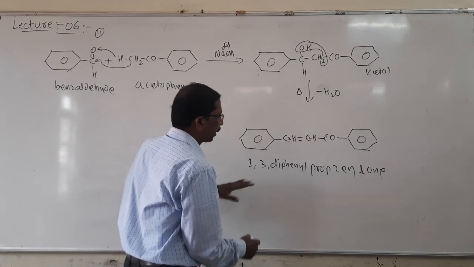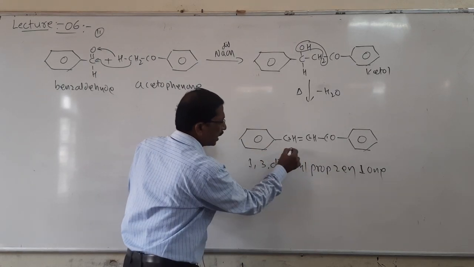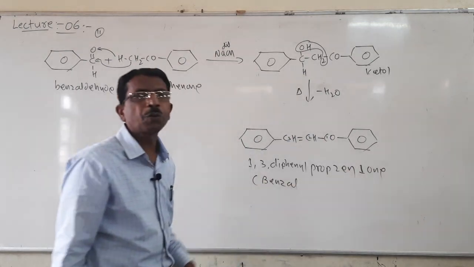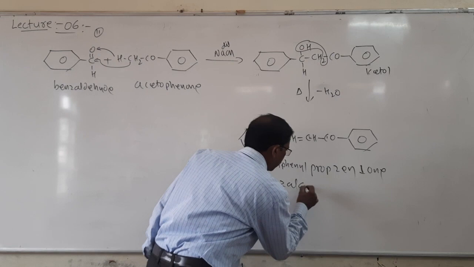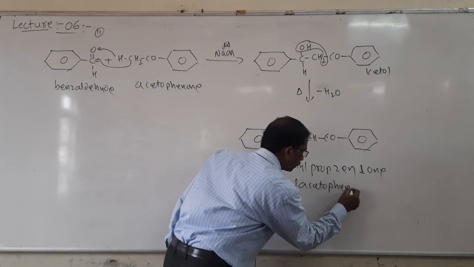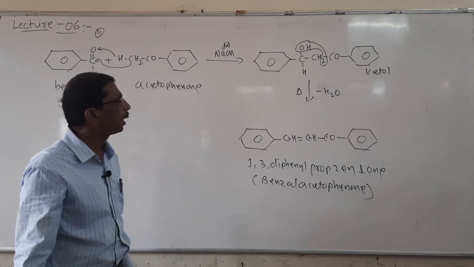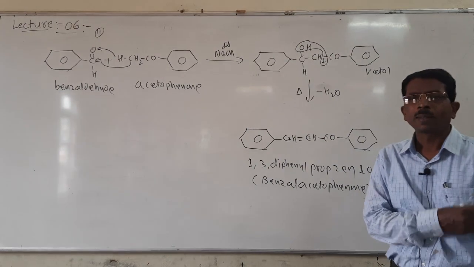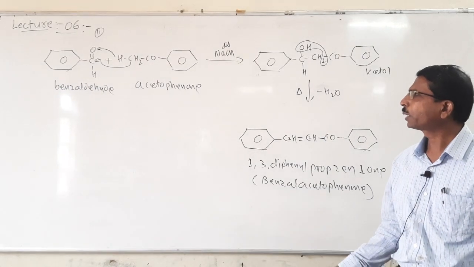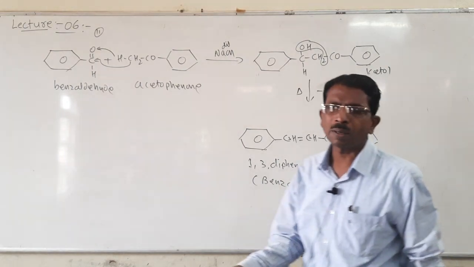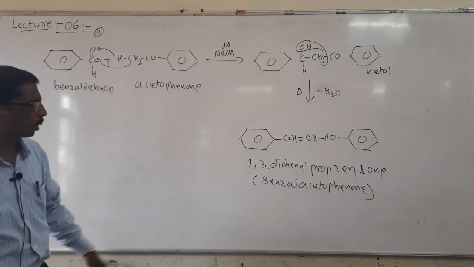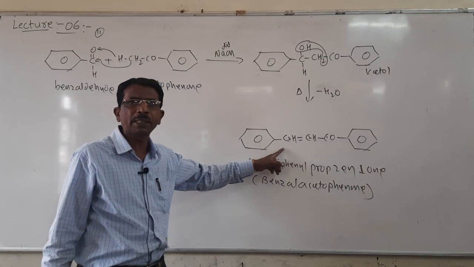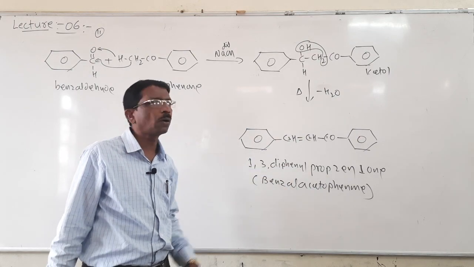So it is also called benzalacetophenone. It is called benzalacetophenone, so it is also called an aldol condensation. Look here students, this is an example when aromatic benzaldehyde and acetophenone are heated in the presence of dilute NaOH. It undergoes condensation forming 1,3-diphenylprop-2-en-1-one, or it is also called benzal, C6H5CH, benzalacetophenone.